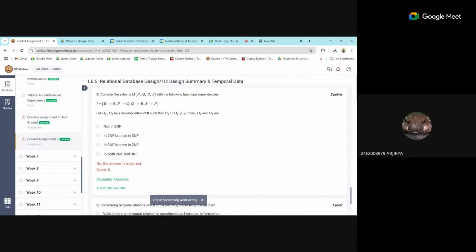From F, I can see all the other keys, individually, are candidate keys. P determines Q, Q determines R, P determines R. All four are the keys, right? So it means the BCNF condition gets satisfied. The left hand side is a key for every functional dependency.